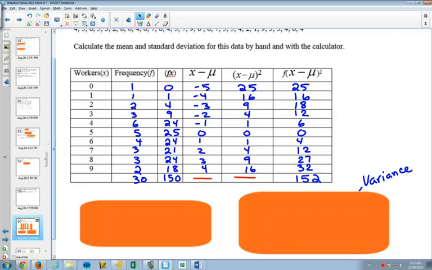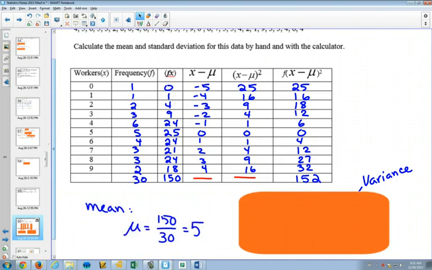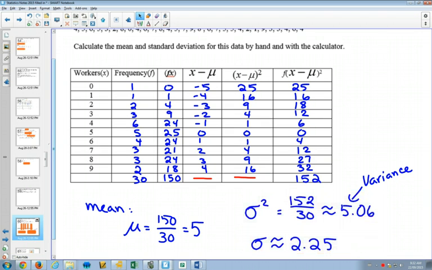So if we wanted to, with this data, calculate our mean, which you had to do before you figured this out, right? You had 150 divided by 30 gives us 5, and you needed that before you could fill out column number 3. And then, once you've got all this data, this 152 divided by 30 gives us our variance at 5.06 and our sigma at 2.25.